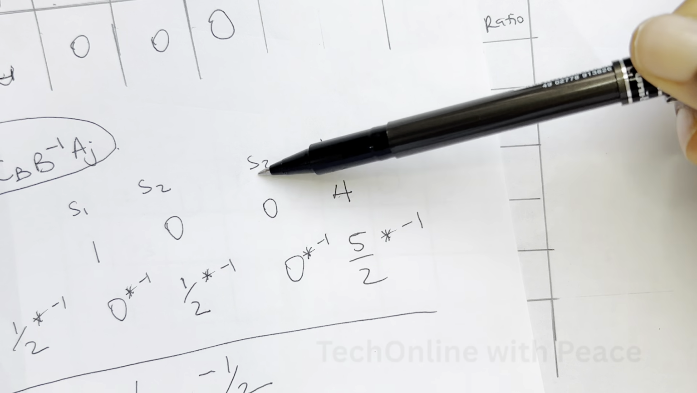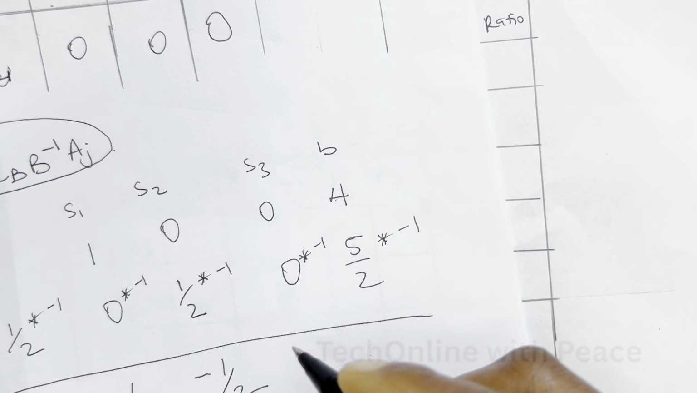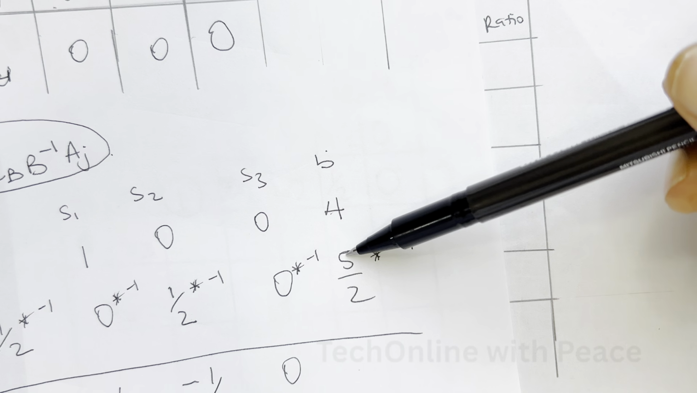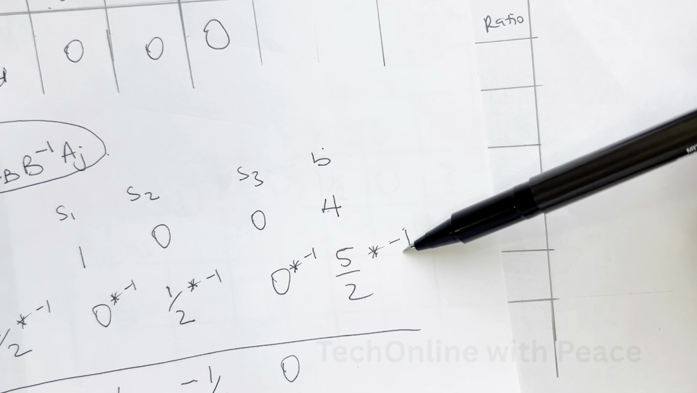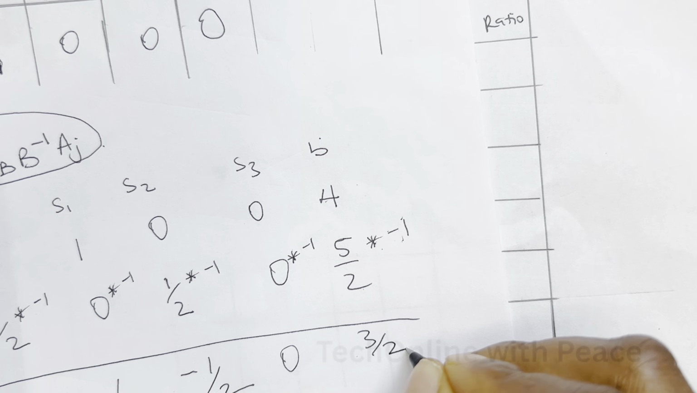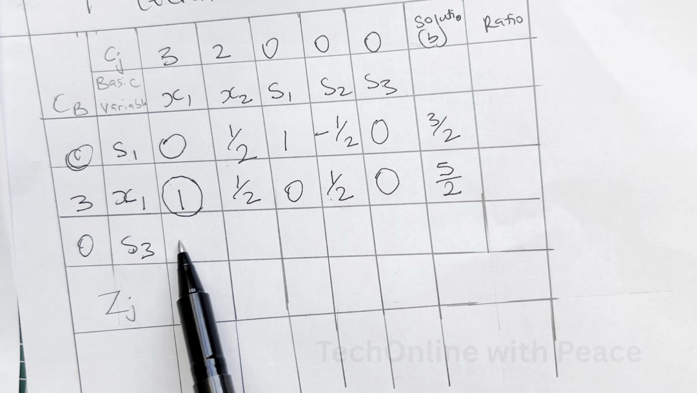For x3 here, 0 times minus 1 is 0. 0 plus 0, we have 0. So we have 0 here. For B, 5 over 2 minus 1, we have minus 5 over 2. So 4 plus minus 5 over 2, we have 3 all over 2. So here we have 3 over 2. We do the same for S3 also.